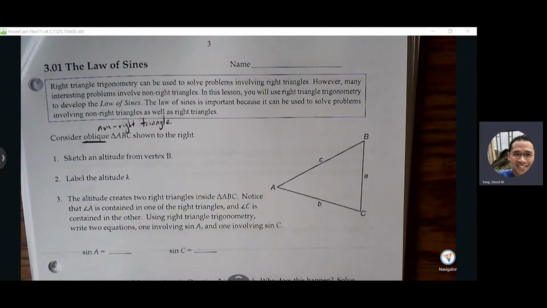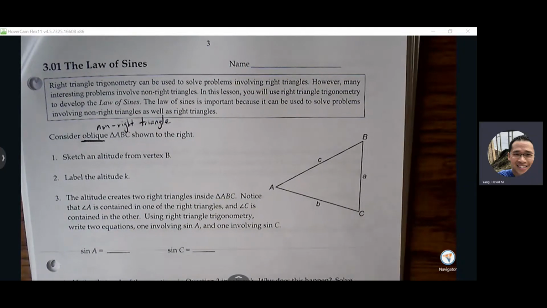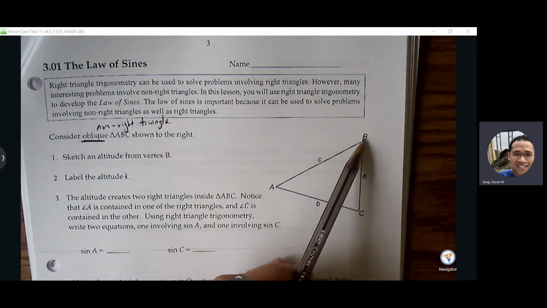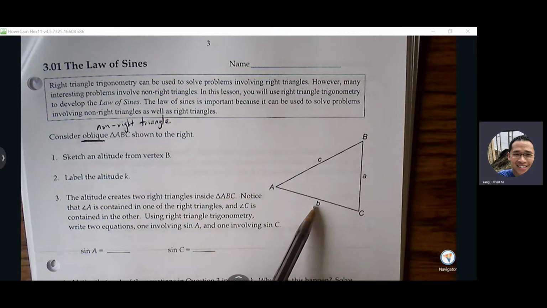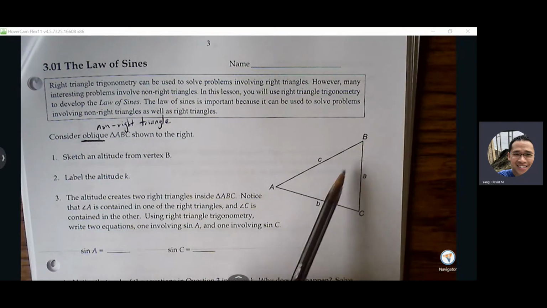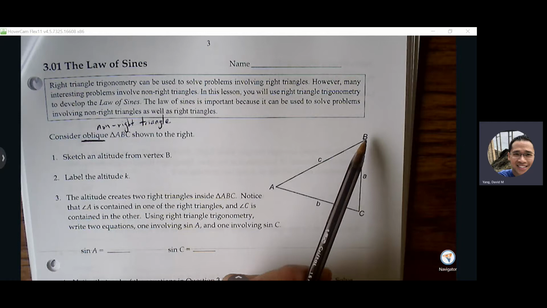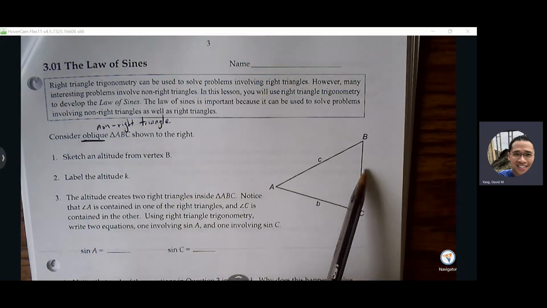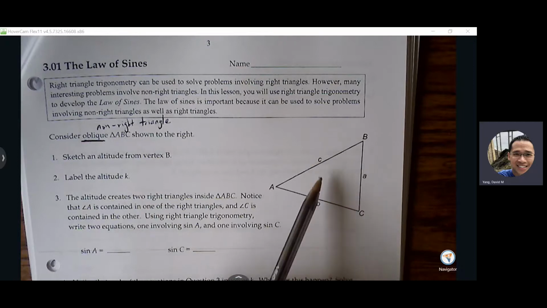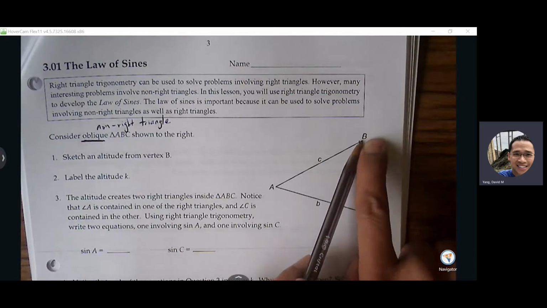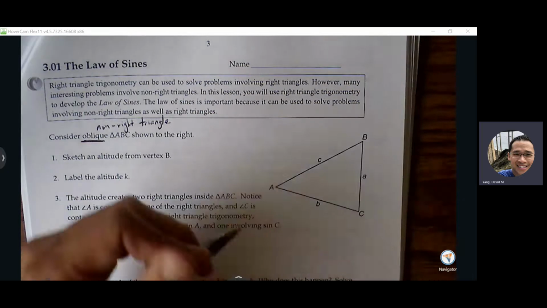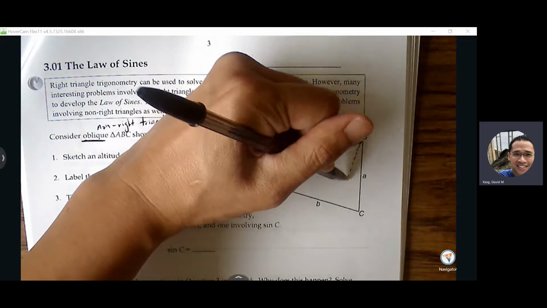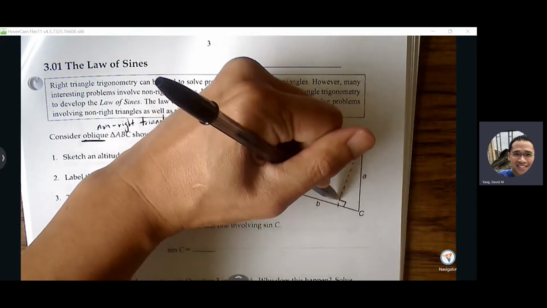So the first thing is we're going to sketch an altitude from vertex B. We have uppercase letters to indicate angles, and lowercase letters to indicate the sides opposite that corresponding angle. So angle B, opposite side lowercase b; angle A, opposite side lowercase a; angle C, opposite side lowercase c. We're going to draw from angle B to the opposite side, trying our best to create a 90-degree perpendicular line with the opposite side.